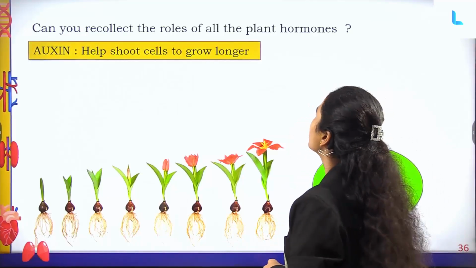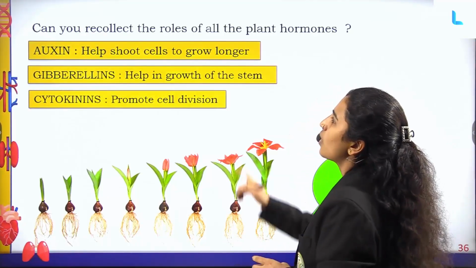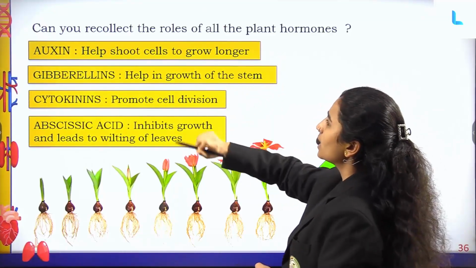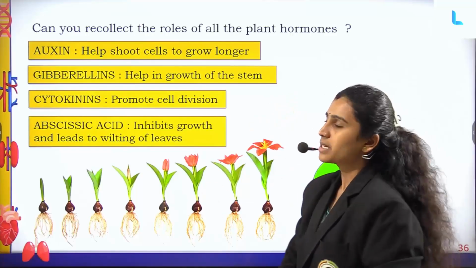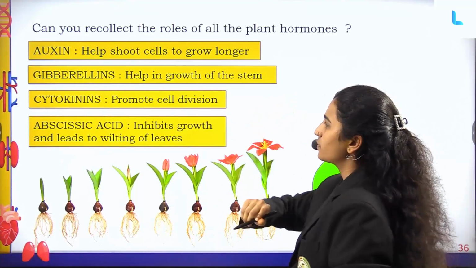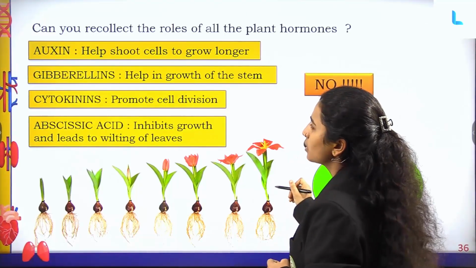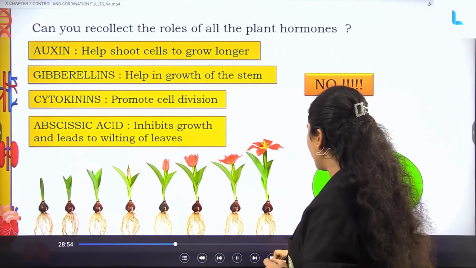And can you recollect the roles of plant hormones? So auxins will help shoots to grow longer, gibberellins for the growth of stem, cytokinins for promotion of cell division, ABA, abscisic acid, for inhibition of the growth and wilting of leaves.